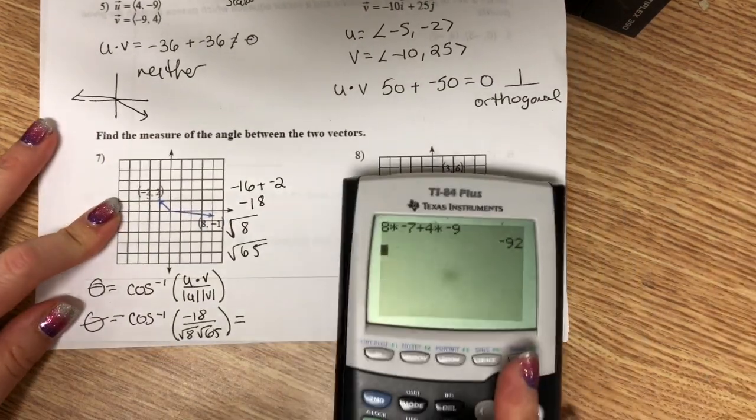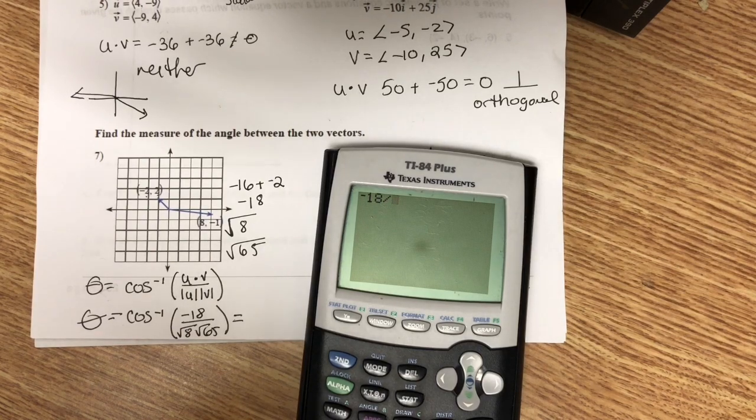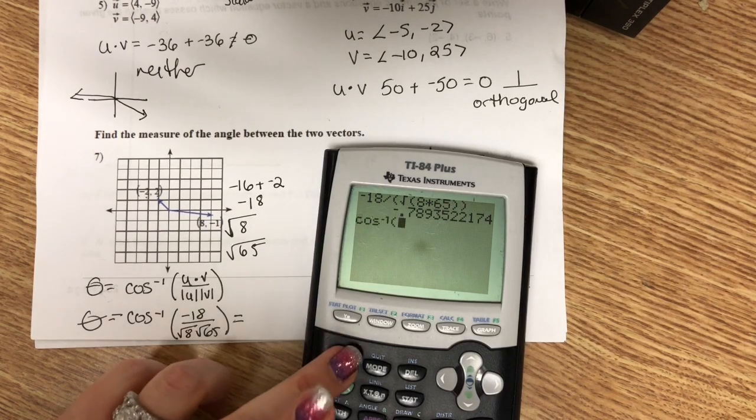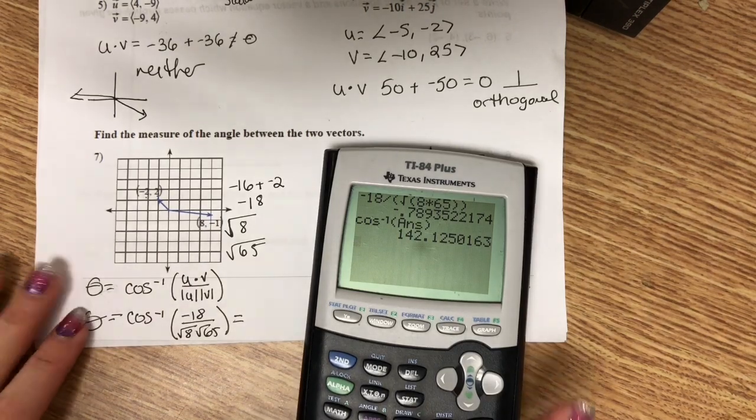Let's see what that equals. Negative 18 divided by the square root of 8 times 65. Cosine inverse of that answer. We get 142.13 degrees.